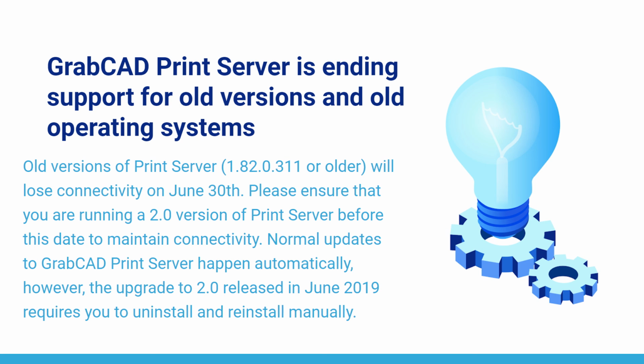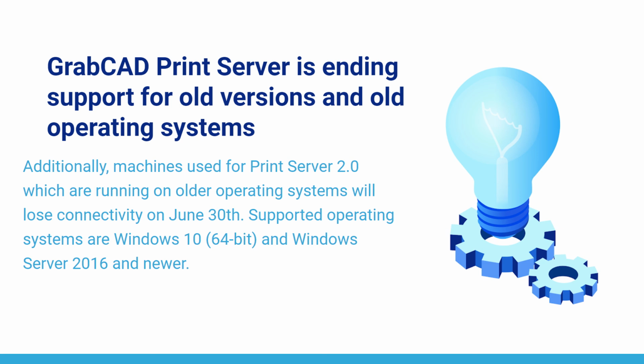However, the upgrade to 2.0 released in June 2019 requires you to uninstall and reinstall manually. Additionally, machines used for Print Server 2.0 which are running on old operating systems will lose connectivity on June 30th. Supported operating systems are Windows 10, 64-bit, and Windows Server 2016 and newer.